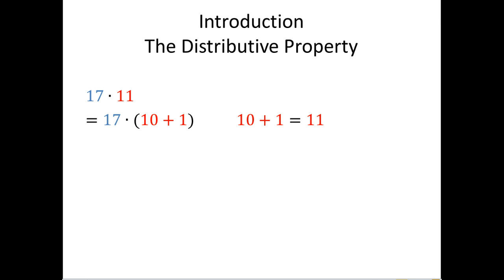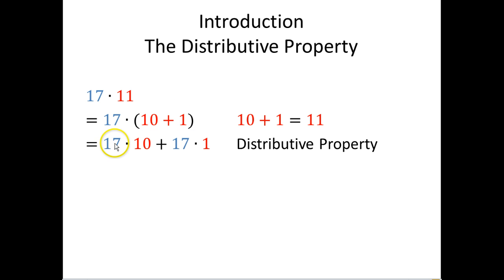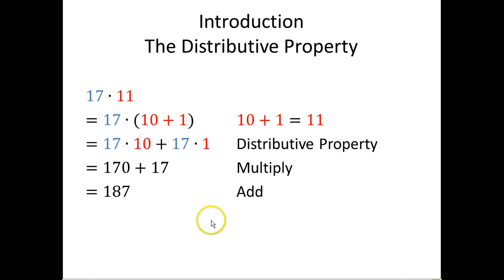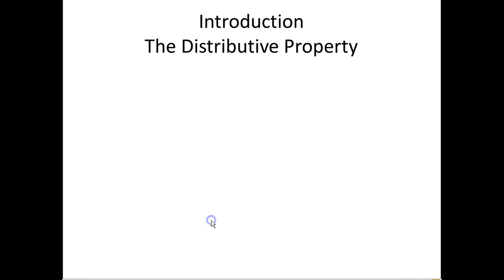However, if I write 11 as 10 plus 1, as I've done here, this becomes a relatively simple problem, because if I distribute the 17 inside to the 10 and the 1, I get 17 times 10, which is really simple, is 170, plus 17 times 1, which is 17. And then I just add these two numbers together, which is relatively easy to do in my head, and I get 187.